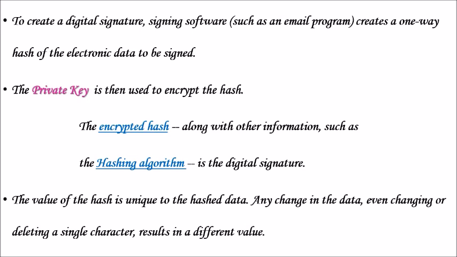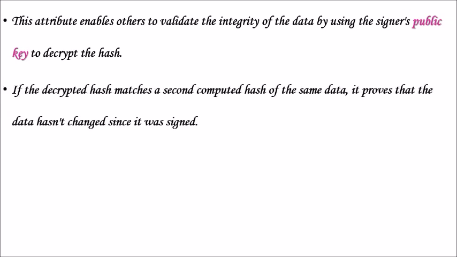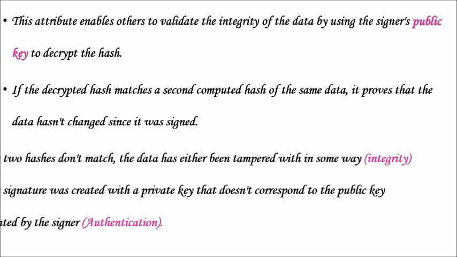The value of the hash is unique to the hashed data. Any change in the data, even changing or deleting a single character, results in a different value. This attribute enables others to validate the integrity of the data by using the signer's public key to decrypt the hash. If the decrypted hash matches a second computed hash of the same data, it proves that the data hasn't changed since it was signed.